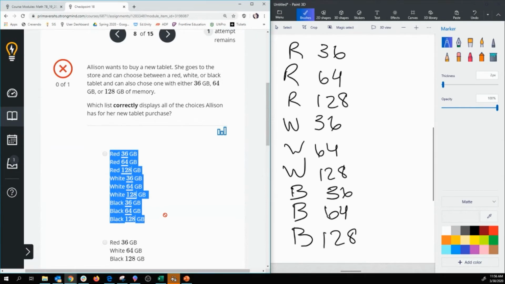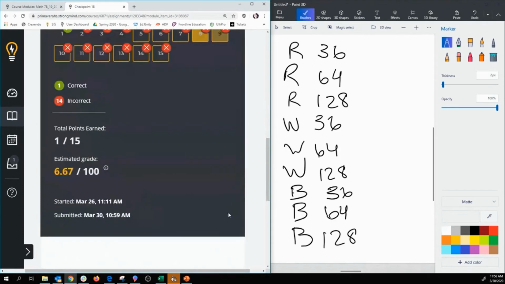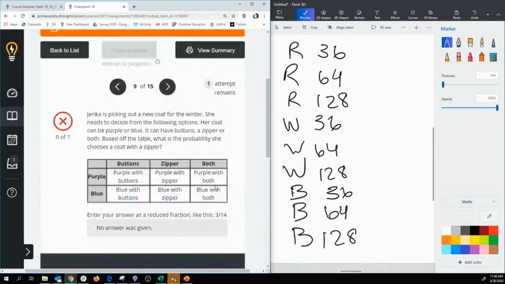All right. So next one, again, is talking about Jerica, about her picking a new coat for the winter.